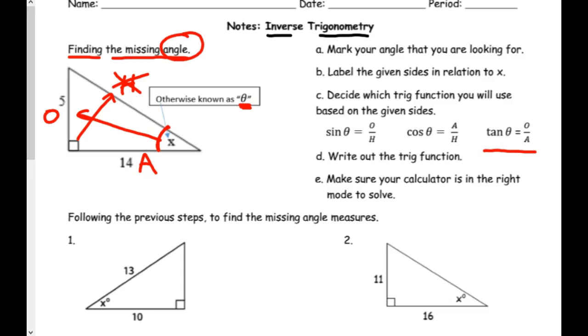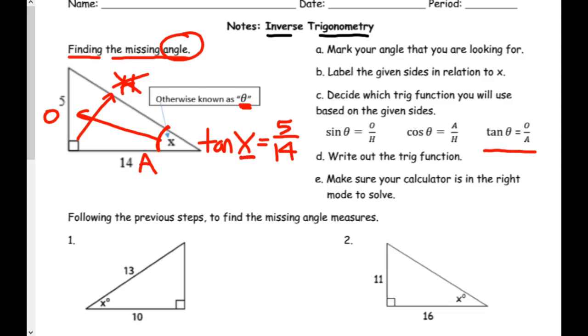So here's how we're going to set it up. We're going to write out the trig function, tan, and I'm going to use x, because now the angle's missing. We always put the angle next. We don't know what it is. And it's O over A, 5 over 14. Okay? Now, this is brand new. This is brand new, so is everyone listening? Now that I have your attention, once you set this up, tan x equals 5 over 14.